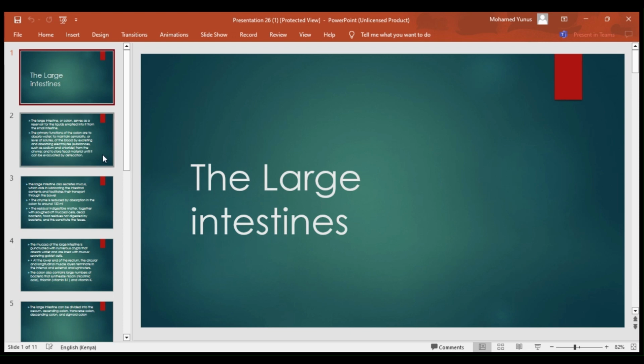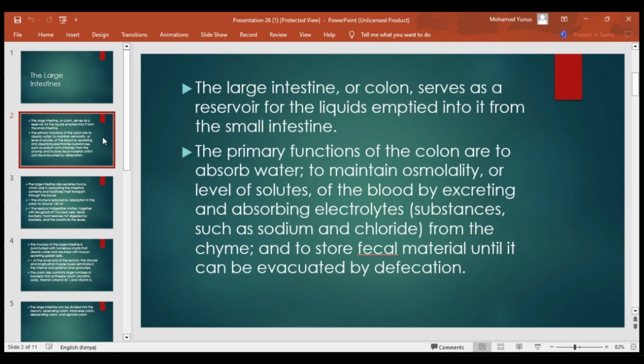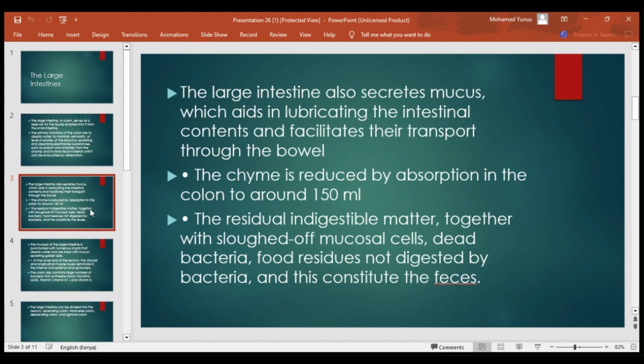Today we are going to talk about the large intestine, and without wasting much time, let's jump straight in. We find that the large intestine, or colon, serves as a reservoir for the liquid emptied into it from the small intestine, and the primary functions of the colon are to absorb water, maintain osmolality, or levels of solute of the blood by excreting and absorbing electrolyte substances like sodium and chloride, and it also stores the fecal material until it can be evacuated by defecation.